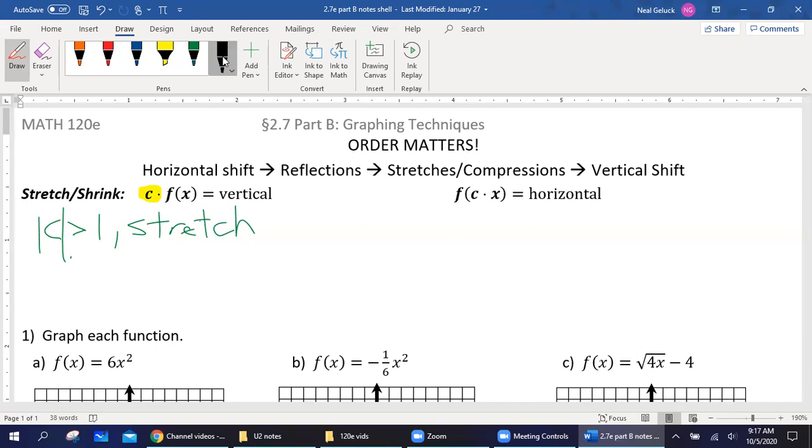And if that absolute value of c is between 0 and 1, then it's going to be a shrink or a compress. Let's look at this case first, and then we'll look at horizontal in just a second.